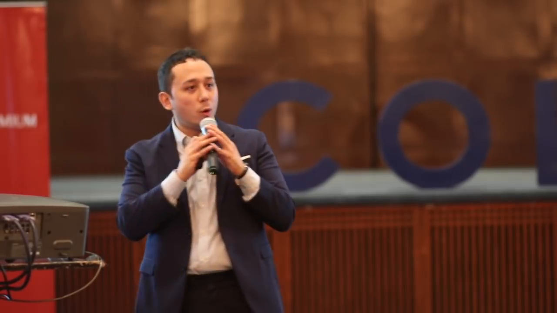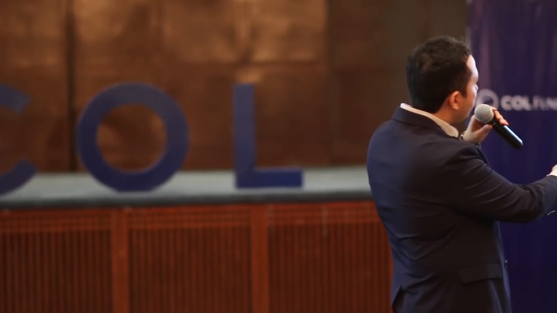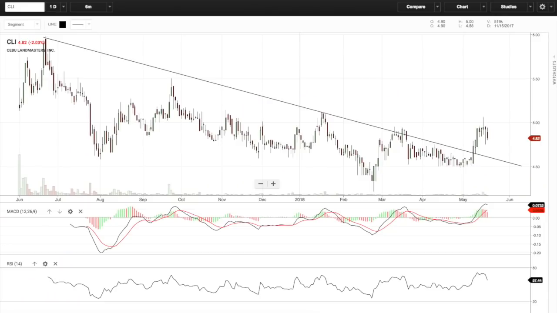which means that the reason why we want to buy as close to our support as possible, as close to the pivot, meaning when prices break out of resistance, like for example, let's say CLI, Cebu Landmasters, the past few days broke out of resistance. You want to buy it as prices are breaking out of resistance, as close to that resistance point as possible. Why? Because when prices go wrong, and it's going to go wrong a lot of times, you want to be able to take the minimal loss as much as possible.